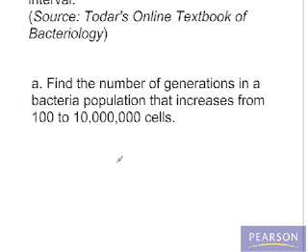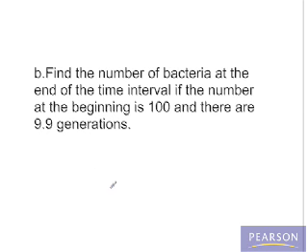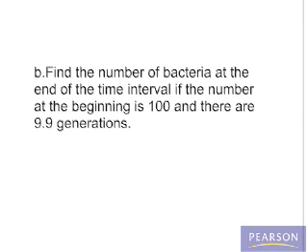A. Find the number of generations in a bacteria population that increases from 100 to 10 million cells. B. Find the number of bacteria at the end of the time interval if the number at the beginning is 100 and there are 9.9 generations.